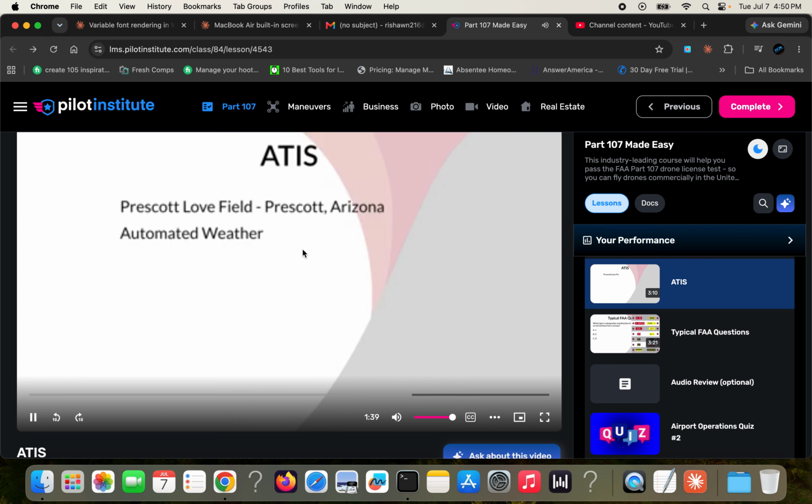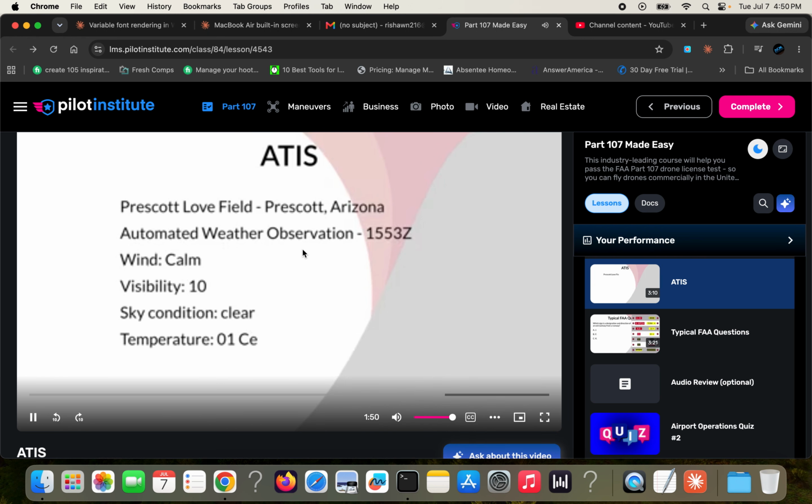Prescott Love Field, Prescott, Arizona. Automated weather observation 1553 Zulu. Wind calm. Visibility 10. Sky condition clear. Temperature 0, 1 Celsius. Dew point -10 Celsius. Altimeter 3006. Remarks. Density altitude 4,500.